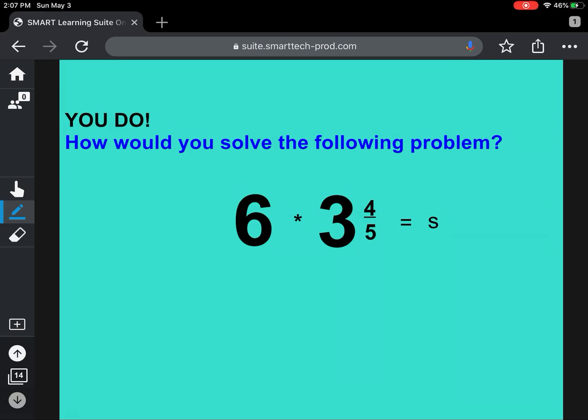I want you to pause the video now and see if you can solve this one on your paper totally by yourself. Because if you can do this one totally by yourself, you should be able to do all of the math journal page problems by yourself today too. Once you have an answer, turn your video back on and we'll check your work.